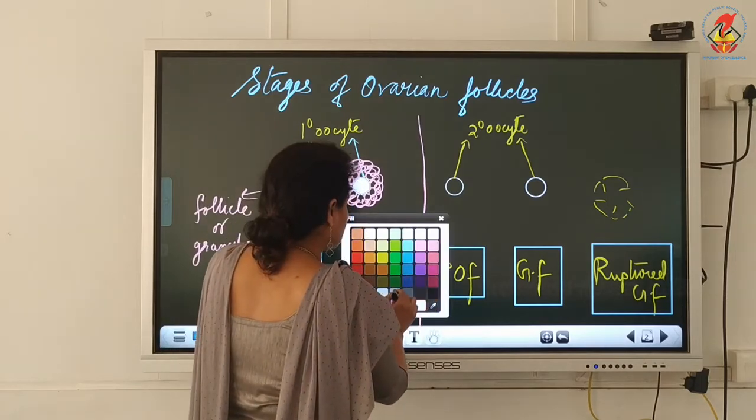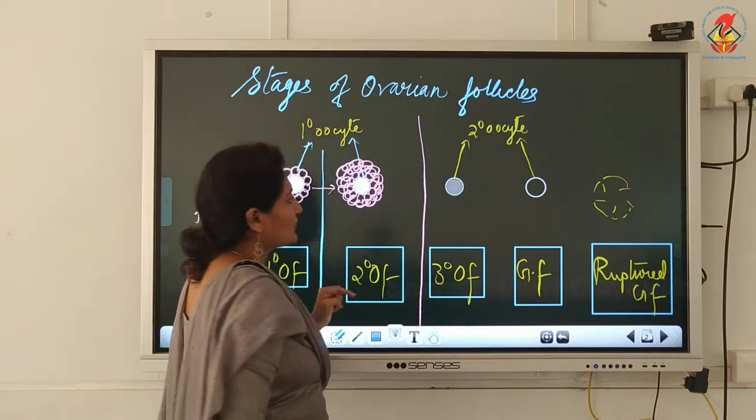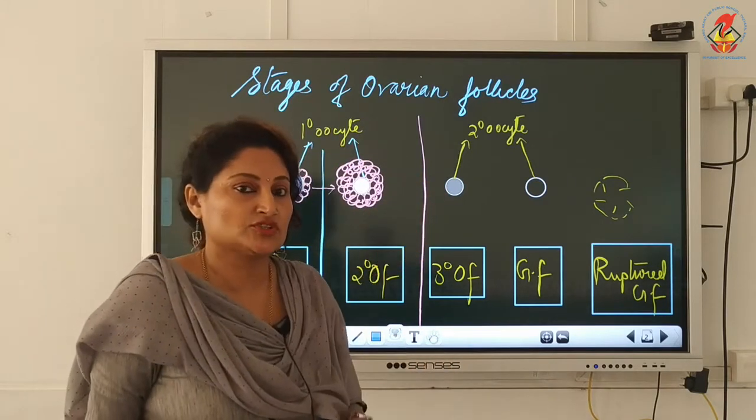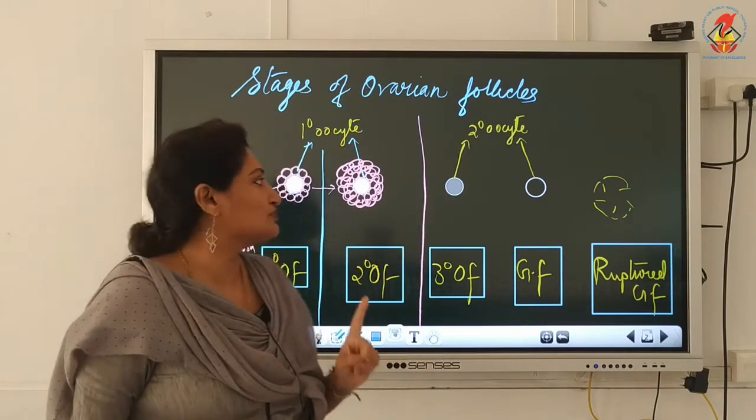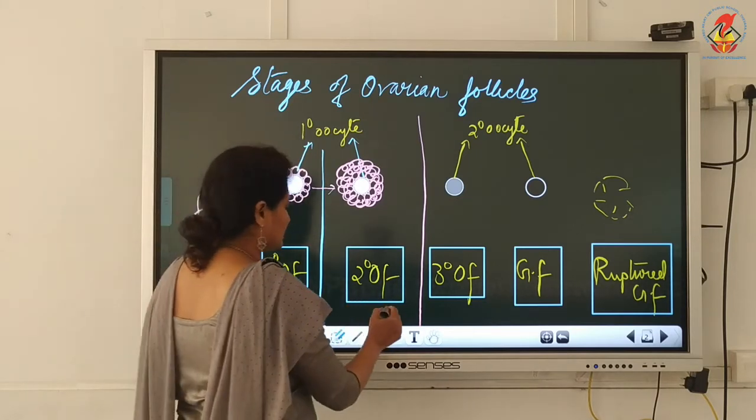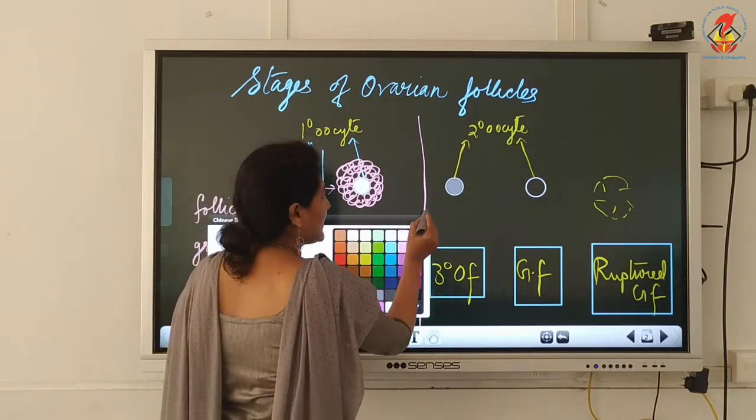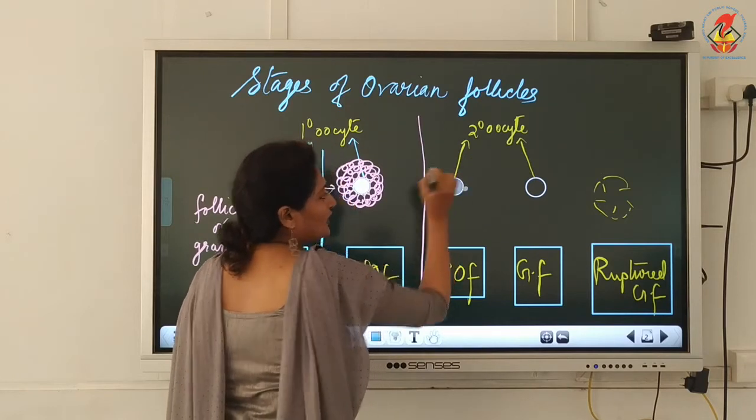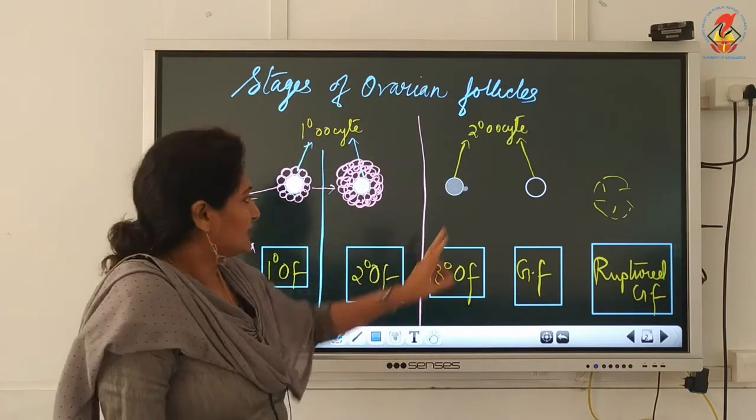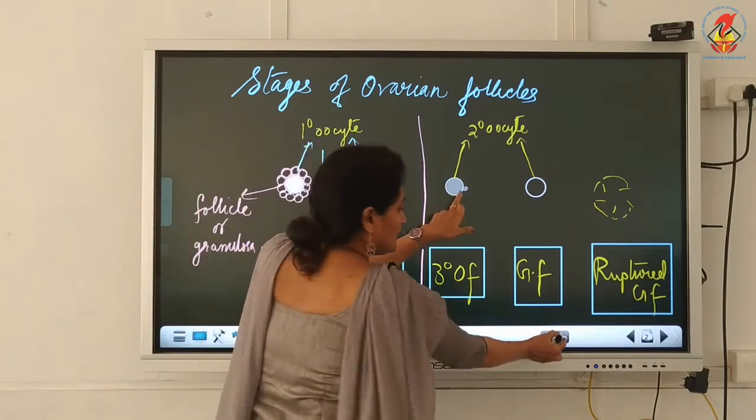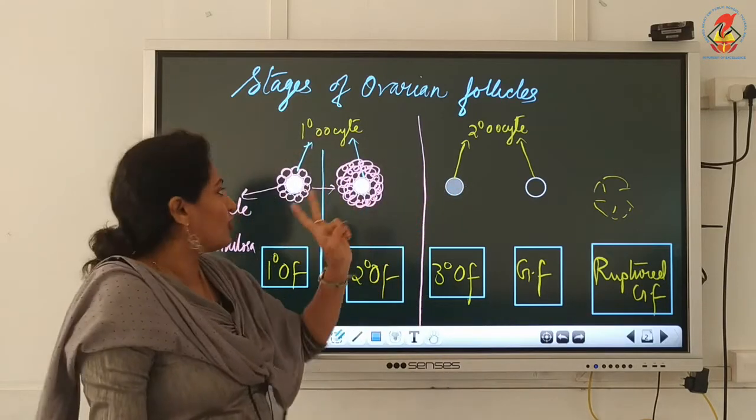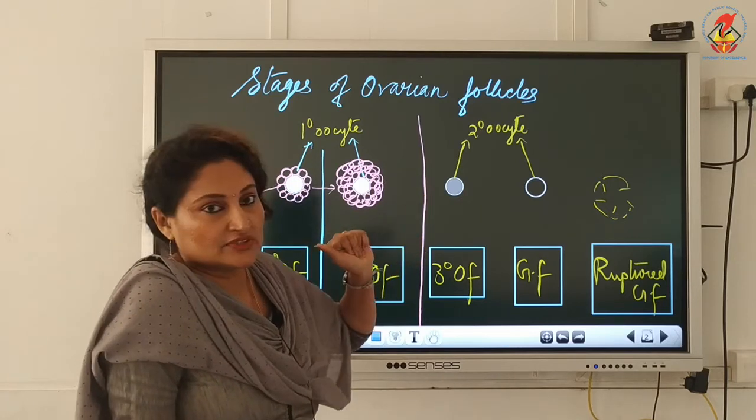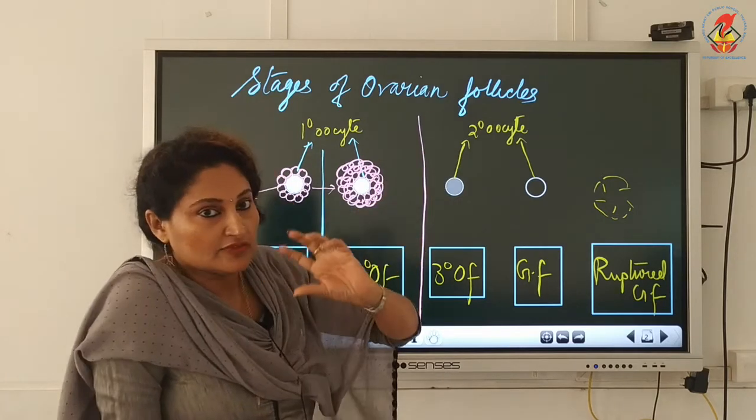I am giving a lighter shade. That structure is not primary oocyte, it has become secondary oocyte. So, what must have happened? First meiotic division must have taken place, and what is formed? Secondary oocyte and the first polar body. Anyway, I am erasing the polar body, but you should know the two cells that are formed as a result of the first meiotic division, secondary oocyte and the first polar body.